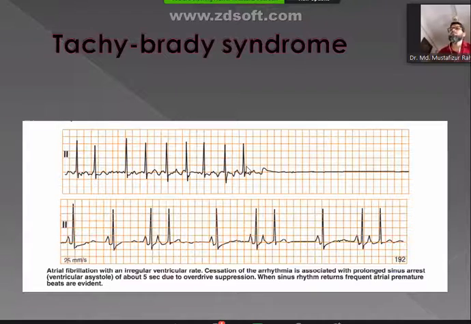The rhythm is irregular and there is no definite P wave. Possibly it is atrial fibrillation or multifocal atrial tachycardia, and after that there is a long pause. After the tachy, there is a long pause, and when it regains, it is a sinus rhythm. But some of these are atrial ectopics. Multiple atrial ectopics will occur. So this is the example of the tachy-brady syndrome.